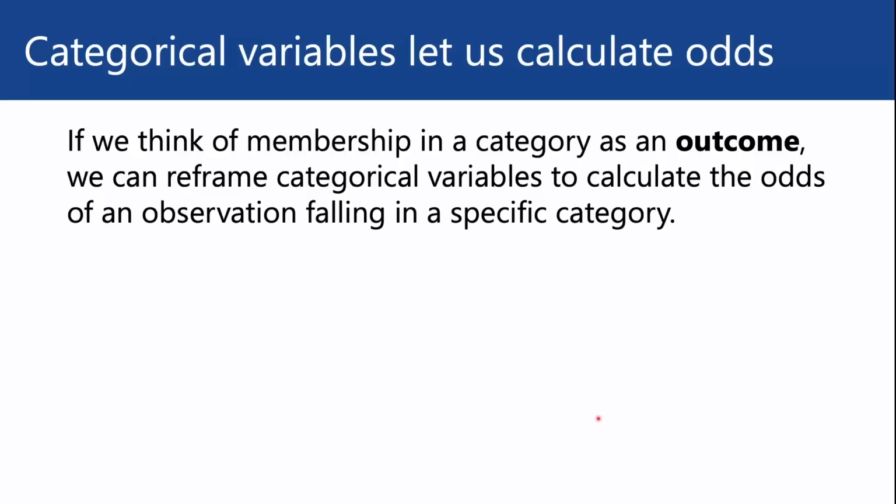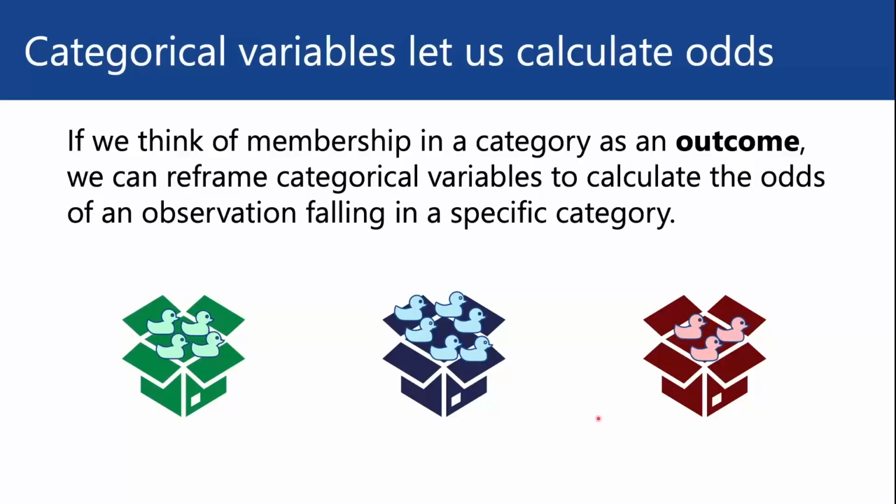So categorical variables allow us to calculate the odds that something will happen. If we think about membership in a category, like being in a box, as a potential outcome, we can reframe categorical variables to calculate the odds of an observation falling in that specific category. So let's go back to our ducks example. We have these three boxes. We have ducks in each of the boxes.